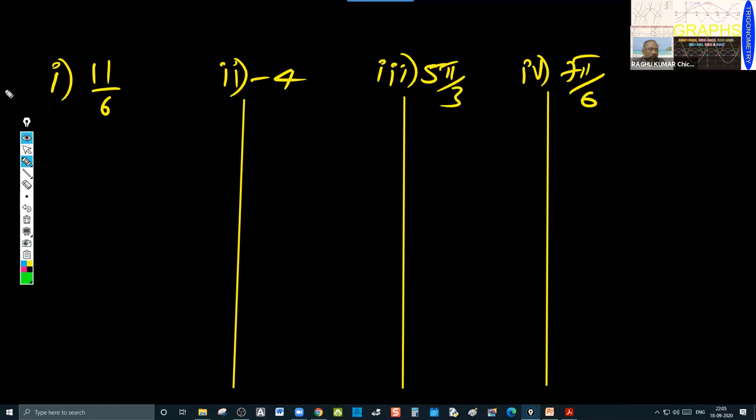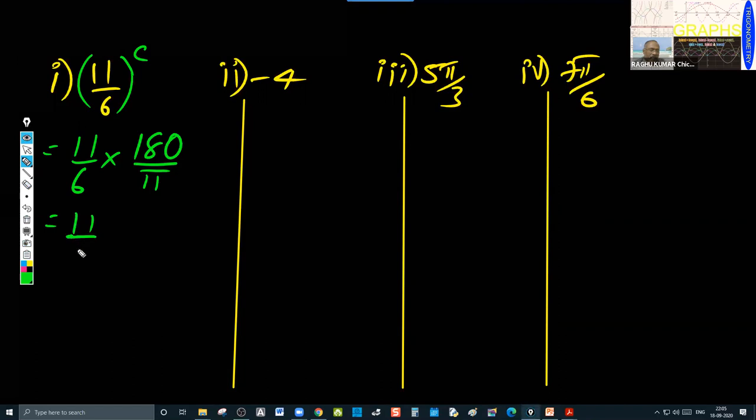Let me do that. This is 11 by 6. Don't forget, these are radians. Now, 11 by 6 radians, you have to convert them to degrees by writing 180 by pi and use pi as 22 by 7. I need not have to tell you that because you know that. 22 by 7, that 7 comes up.